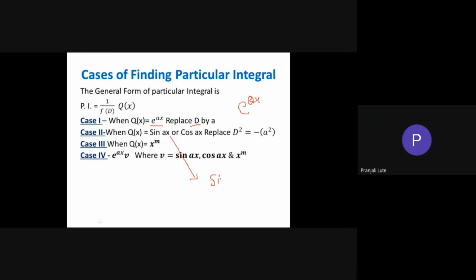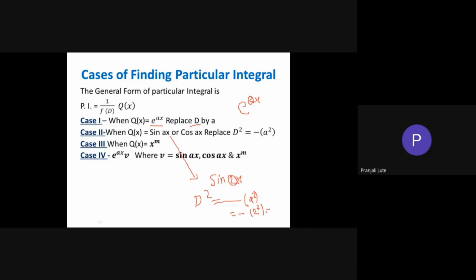In that case, you have to replace D square by minus a square. A is 2 here, so D square is replaced by minus of 2 square, and 2 square is 4. So the answer is minus 4. So case number 2 is when the right hand side is sine ax or cos ax.